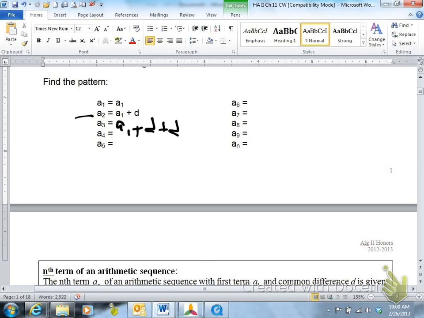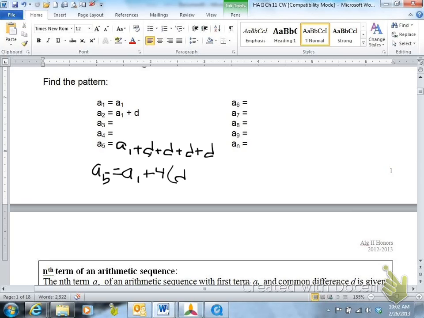And again, sorry, this handwriting is really bad, but listen carefully. To find a sub 4, we could do a sub 1 plus d plus d plus d. So that would be a sub 4. A sub 5 would be a sub 1 plus how many d's? Well, we'd have 1, 2, 3, 4. So this is what we have so far. A sub 5 equals the first term plus 4 common differences, 4 d's. So a sub 5 equals a sub 1 plus 4d.